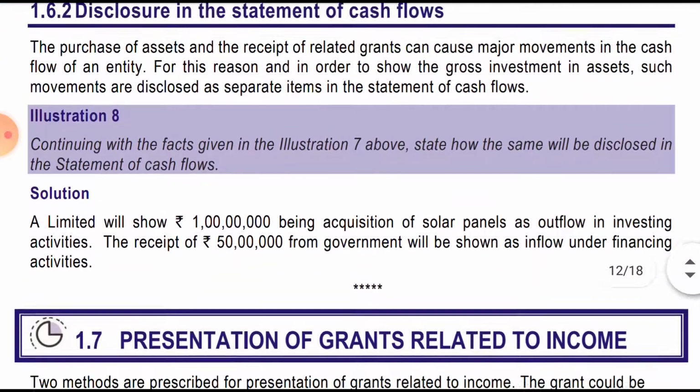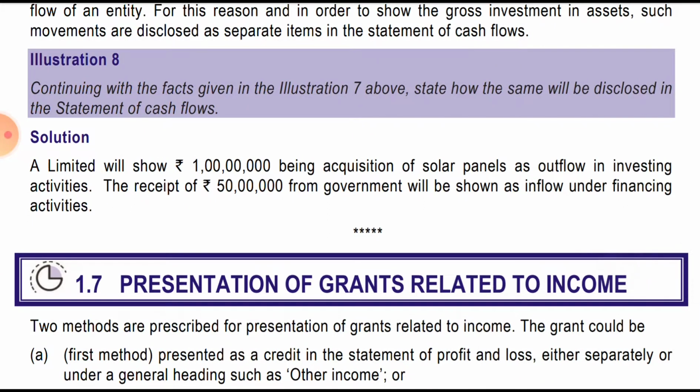Connecting to that, illustration 8 asks what will be the impact on the cash flow. The 1 crore investment in the solar panel will be shown as an outflow in the investing activity, and the 50 lakh rupees receipt from the government grant will be shown as an inflow under the financing activity.